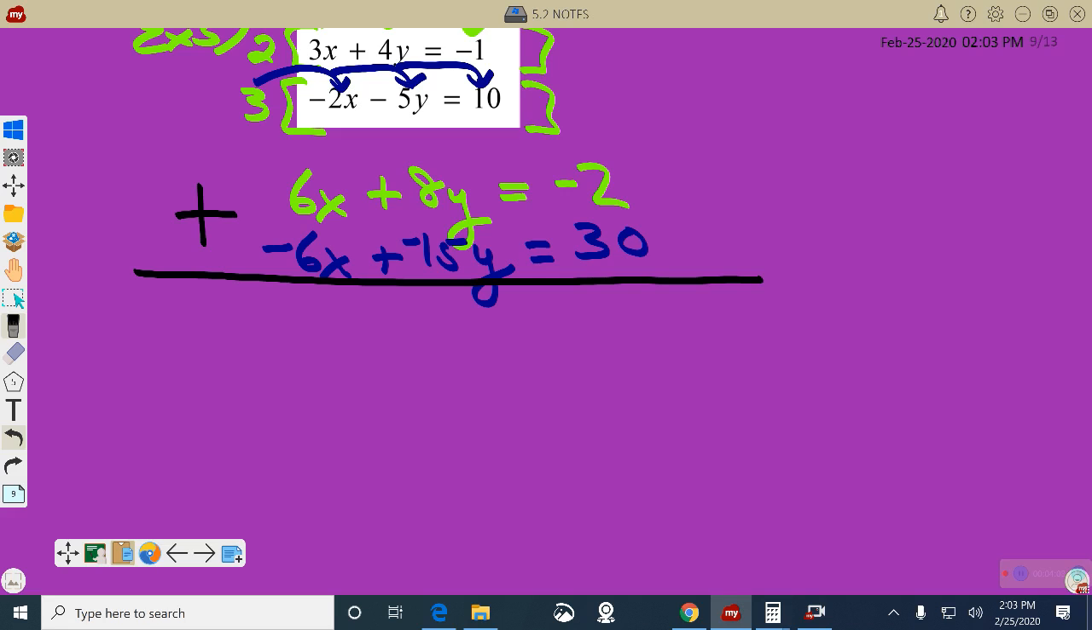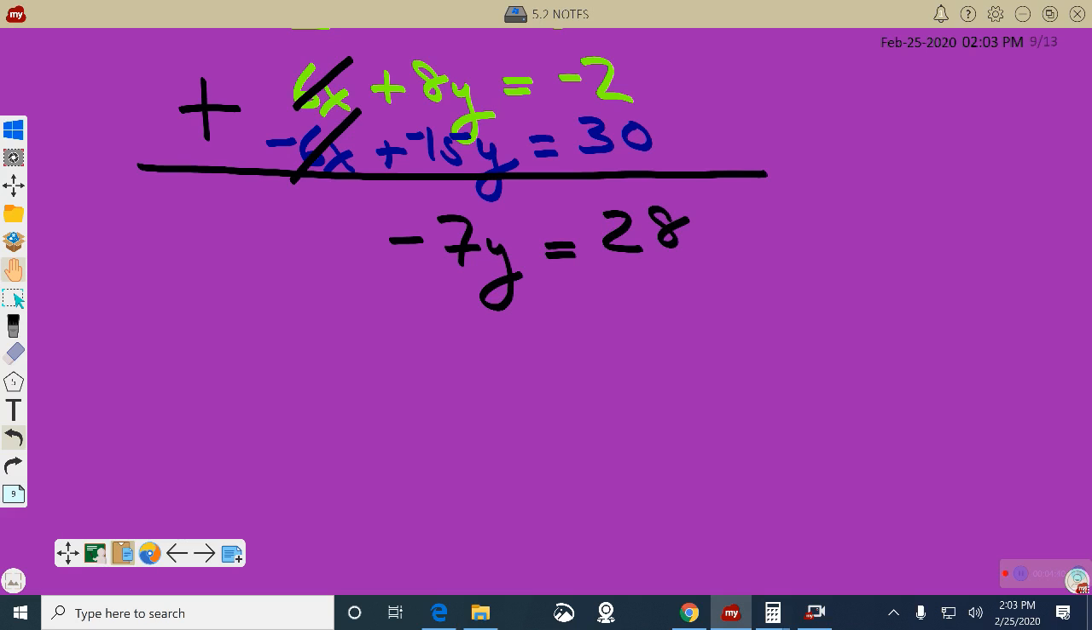6x plus negative 6x is gone. It's eliminated. That's why this process is called elimination. Right, Cepeda? Yes, sir. And they got an 8y plus a negative 15y. The signs are different, so I'm going to subtract, take the sign of the bigger number. Sounds good to me. Negative 7y equals negative 2 plus a 30, I want to say is a positive 28. Rocking and rolling.